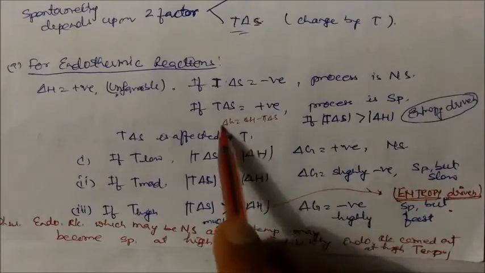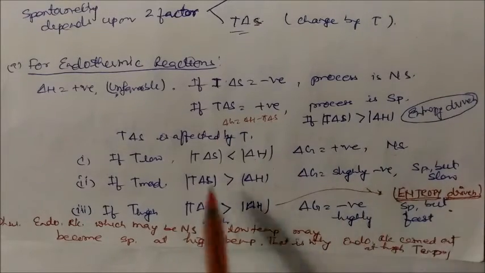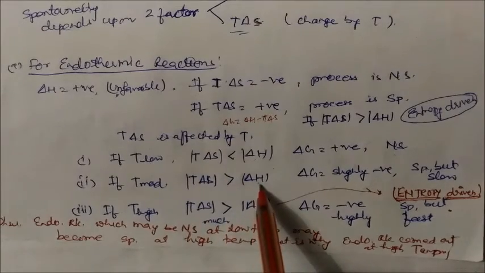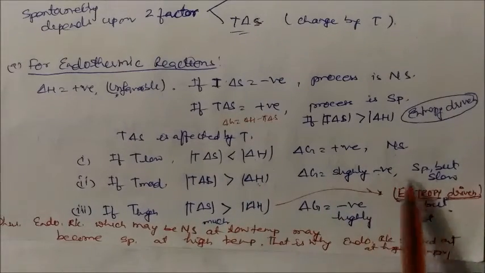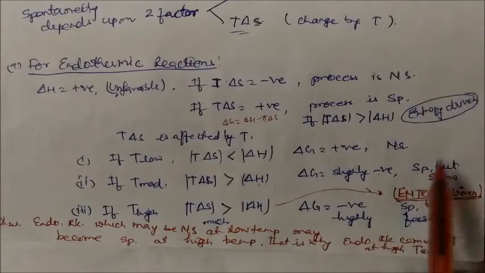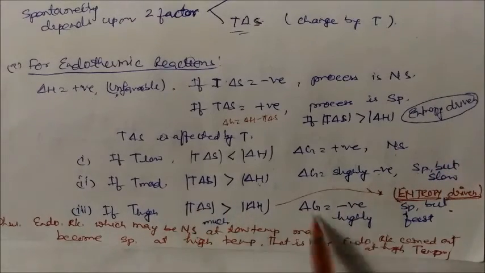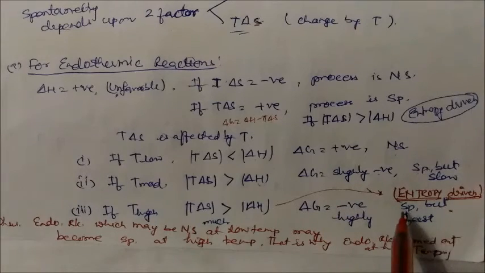Delta G will be positive, so this is non-spontaneous, if T delta S is lesser than the magnitude of delta H. Here delta H is again negative, so it will be spontaneous but a slow process. If the temperature is high, this term is larger and delta G will be more negative, so the spontaneous process becomes very fast.